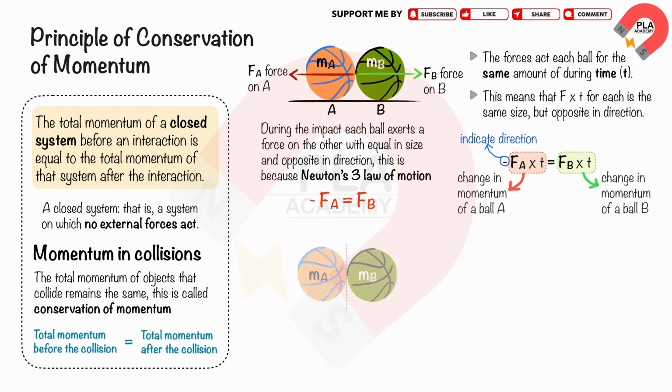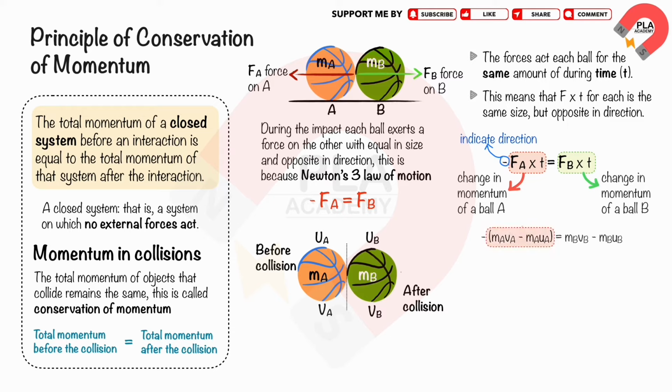Before the collision, the initial velocity of ball A is ua, and the initial velocity of ball B is ub. After the collision, the final velocity of ball A is va, and the final velocity of ball B is vb.